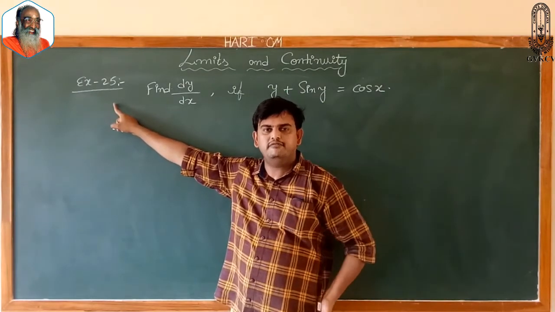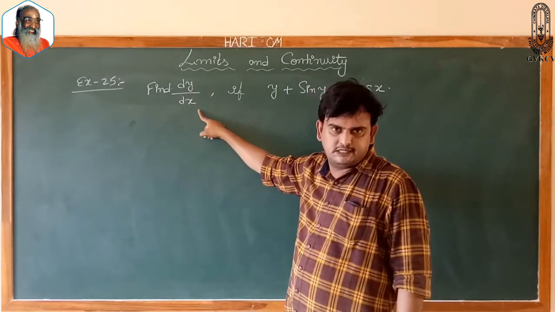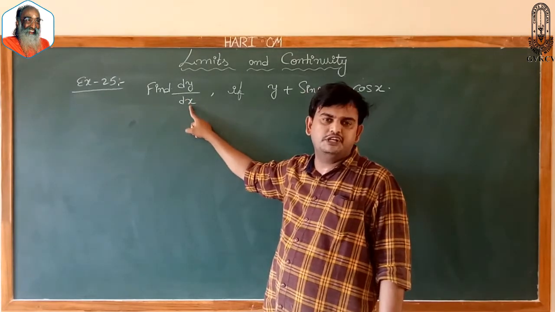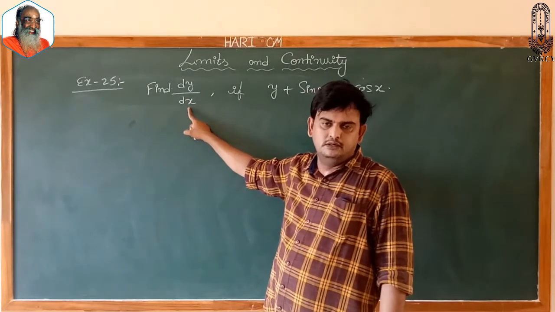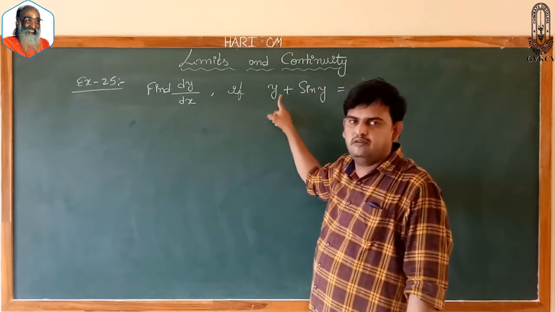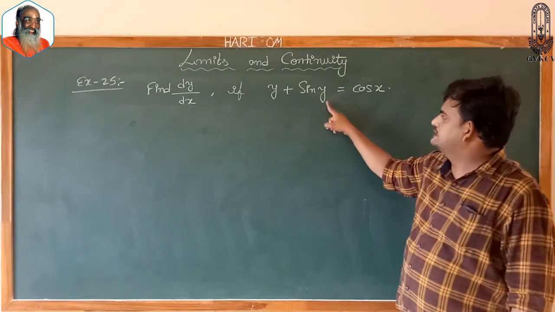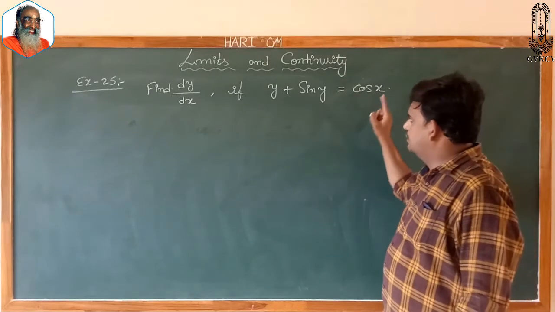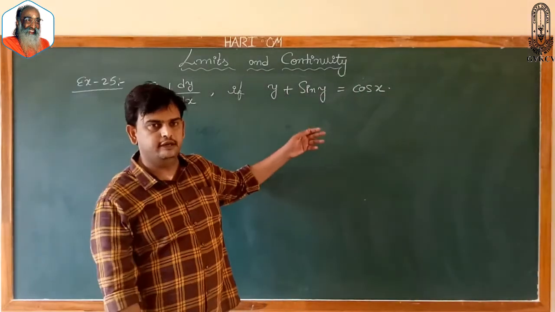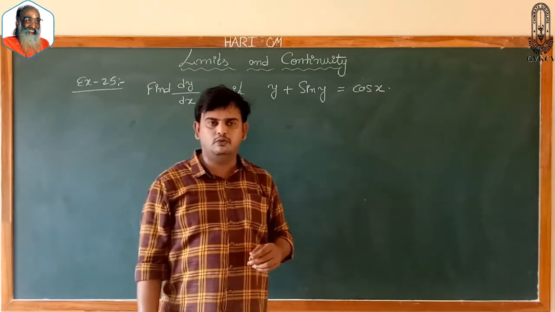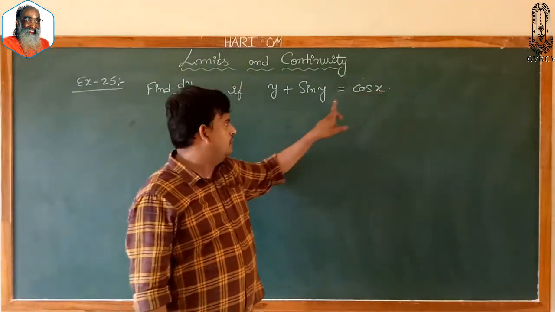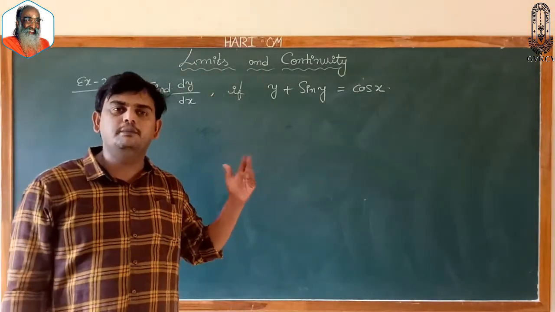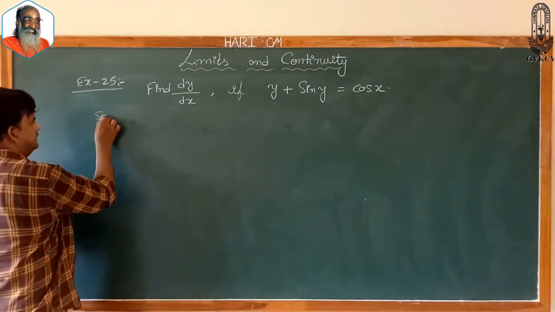What is given in example number 25? Find dy by dx. Here also we need to find dy by dx, which means we are going to differentiate with respect to the variable x. To find dy by dx, they have given a function: y plus sin y is equal to cos x. When we observe, in this function also we have two variables. x is a variable and y is another variable. So two variables are there. Now which function is it? Implicit function.